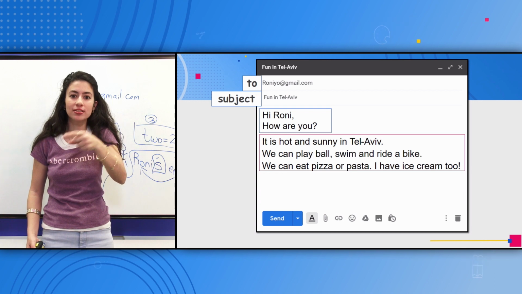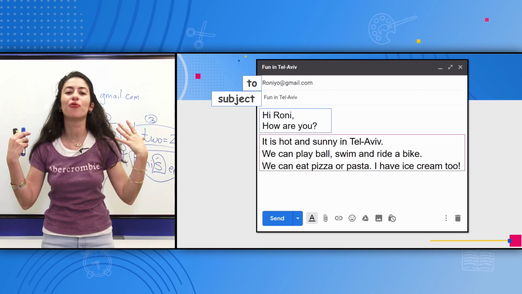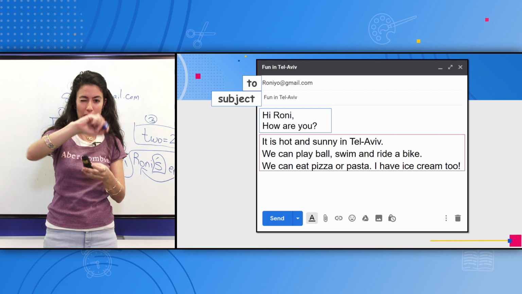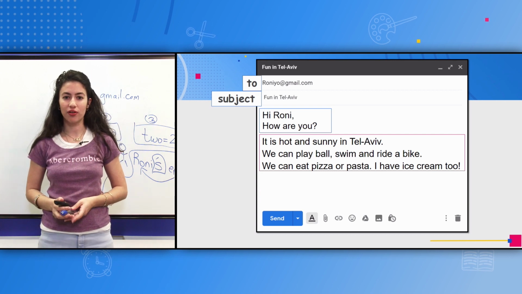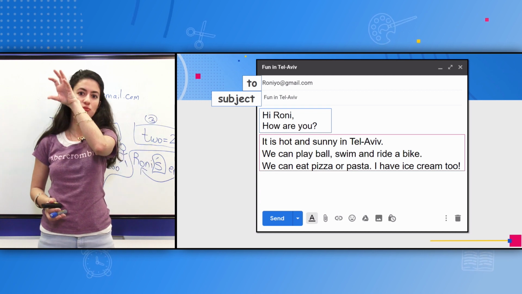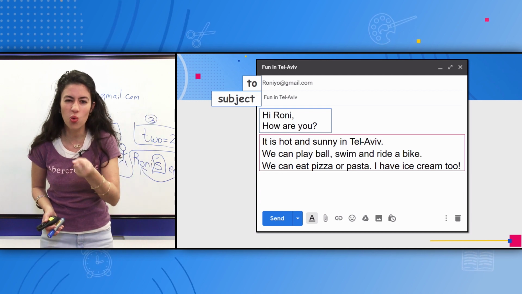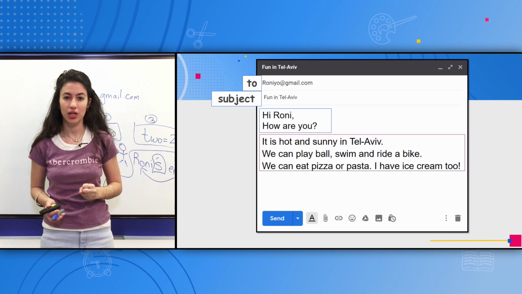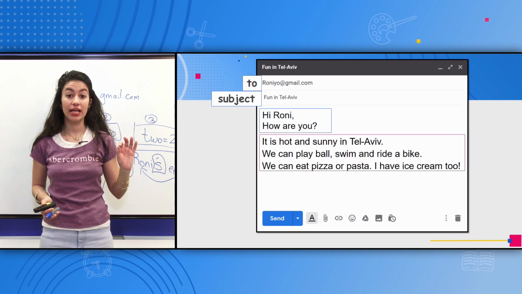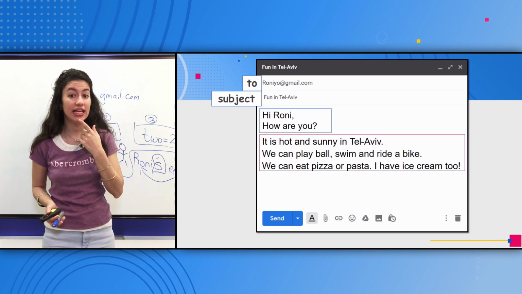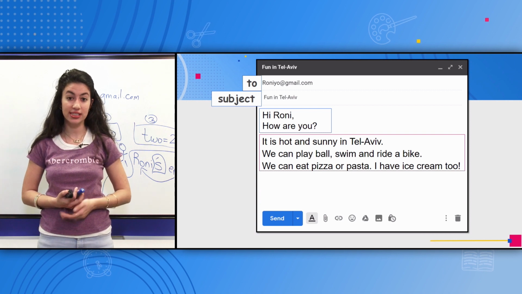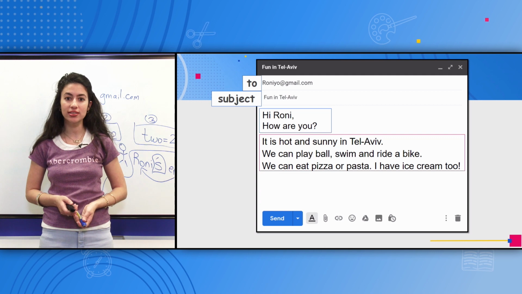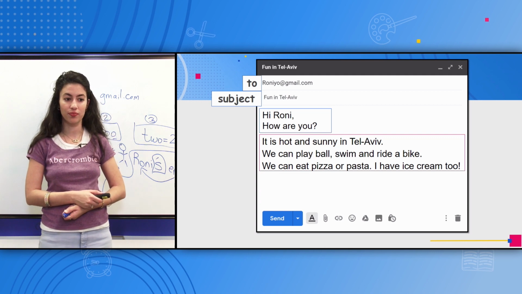You remember the fun in Tel Aviv? So now I write. Remember, right? I write about the fun in Tel Aviv. Okay, it's not just the subject, it's really what am I talking about. So let's read it. Read it with me. It is hot and sunny in Tel Aviv. Let's say it again. It is hot and sunny in Tel Aviv.